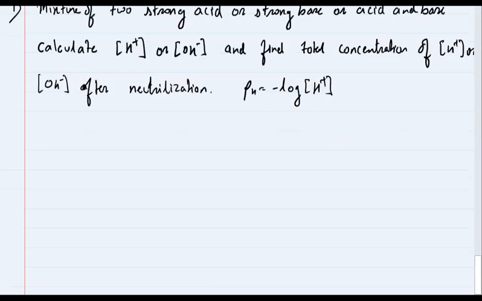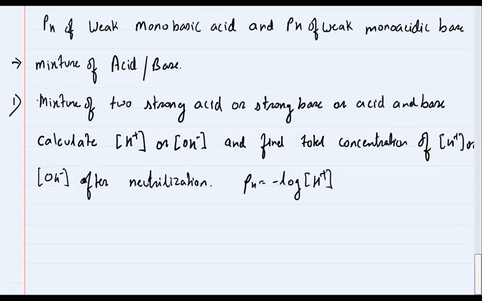So if we have a mixture of two strong acids, or one strong acid and one strong base, or two strong bases, it is simple. Just calculate H plus or OH minus and subtract or add accordingly, and you'll get the resultant concentration of H plus or OH minus.